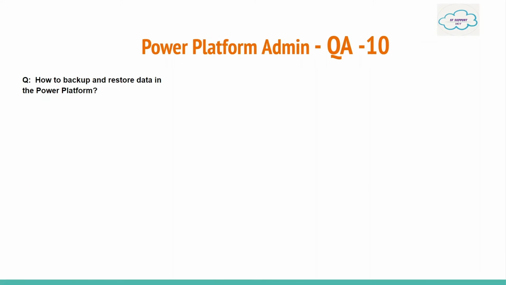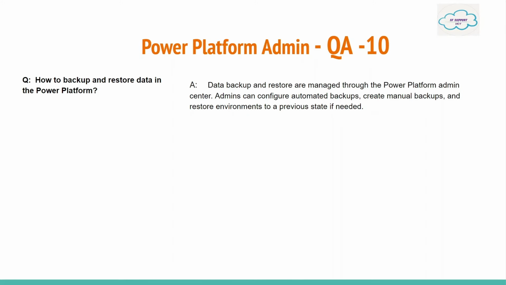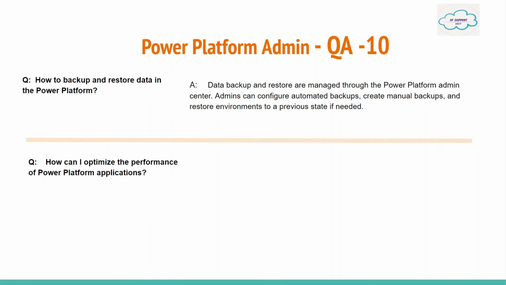Question: how to backup and restore data in Power Platform? Data backup and restore are managed through the Power Platform Admin Center. Admins can configure automated backups and create manual backups and restore the environments to provide previous state if required in the case of any disaster recoveries.